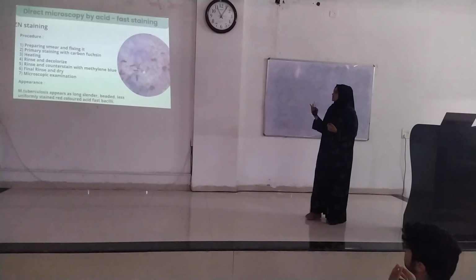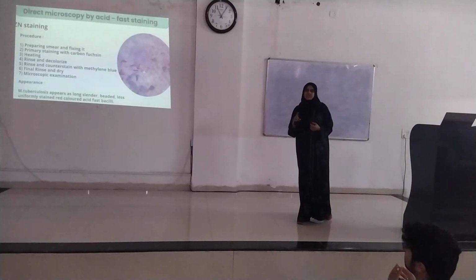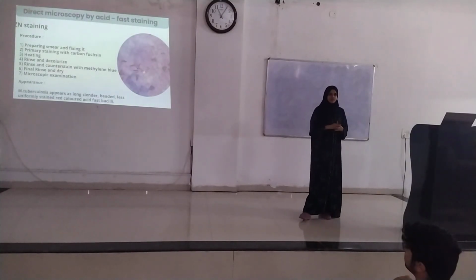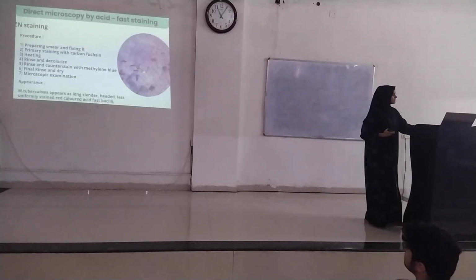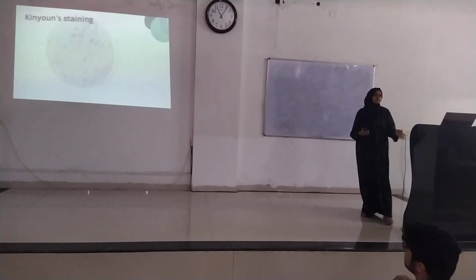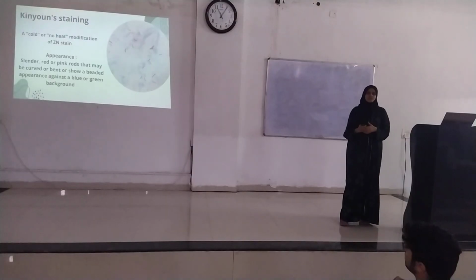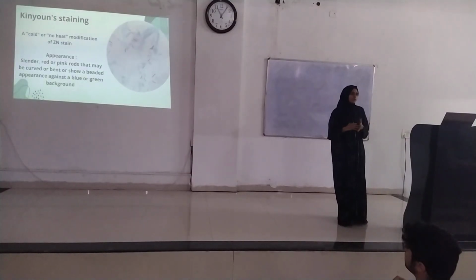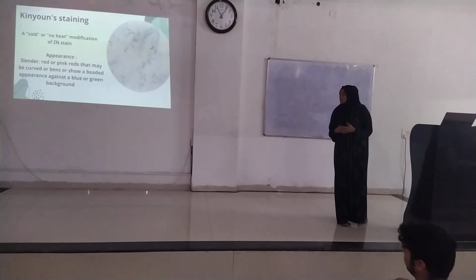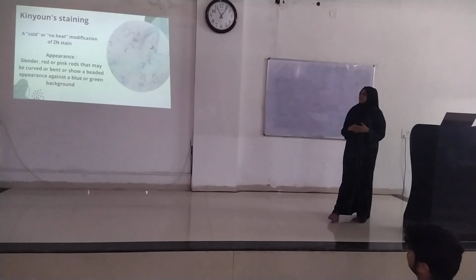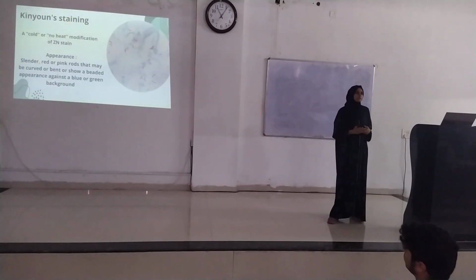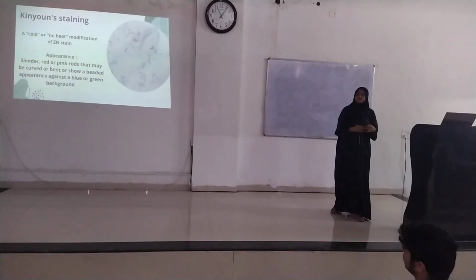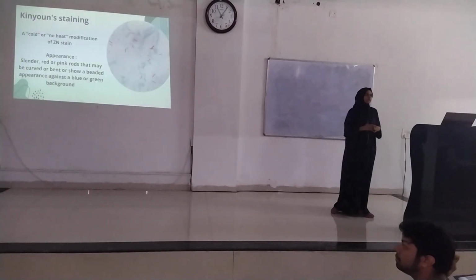It appears as long, slender, beaded, and less uniformly stained red colored bacilli, as you can see in the diagram. Next is Kinyoun staining. It is similar to ZN staining. The difference is that it is a cold stain, that is, no heat, a modification of ZN staining. So the appearance of the bacteria is slender, red or pink colored rods. They may be curved, they may be bent. They are seen against a blue or green background.